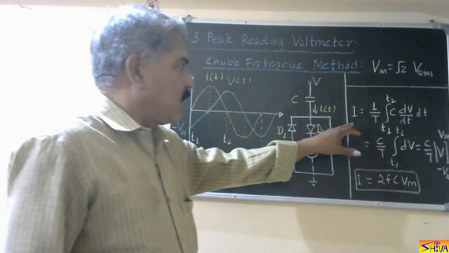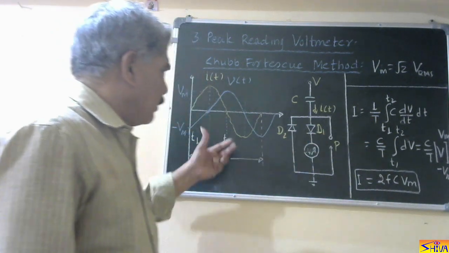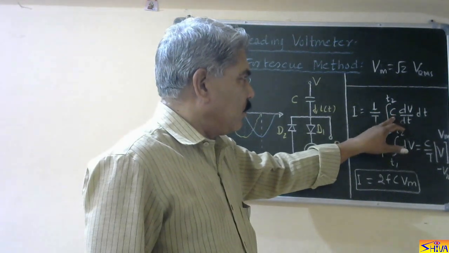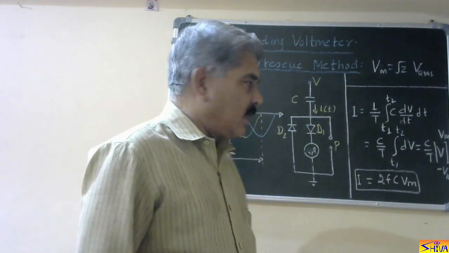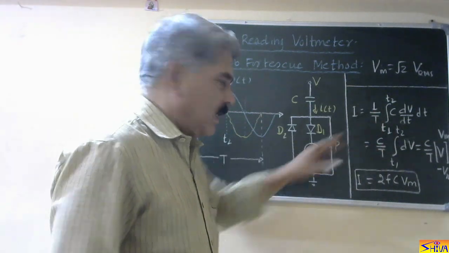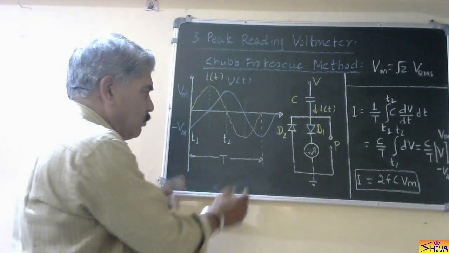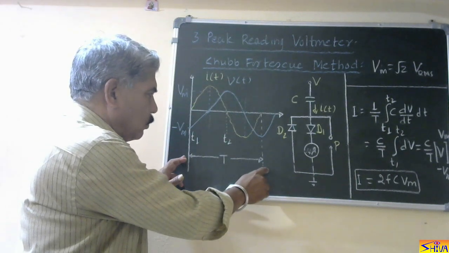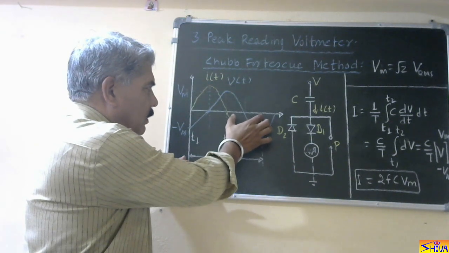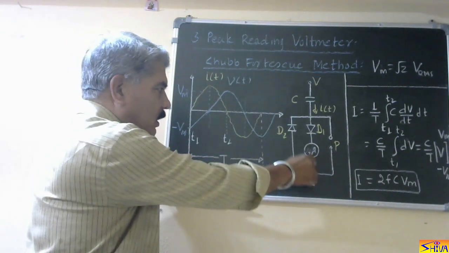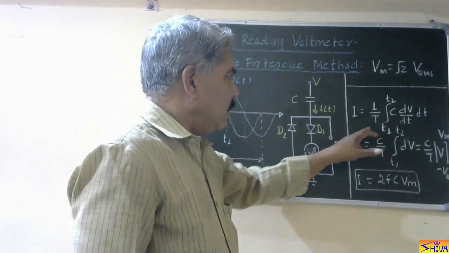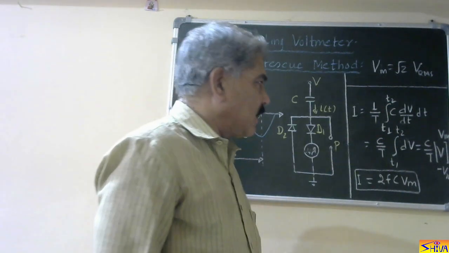Now we have the equation for the current for this circuit and this time period: 1 by T integration from T1 to T2 of C dV by dt into dt. Why T1 to T2? Because during this period we would have to take the integration up to this part, but this is the negative half cycle, D1 is not conducting, so for this part current is not flowing through this microammeter. Therefore we are considering only the positive half cycle, that is, T1 to T2 is the integration limit.